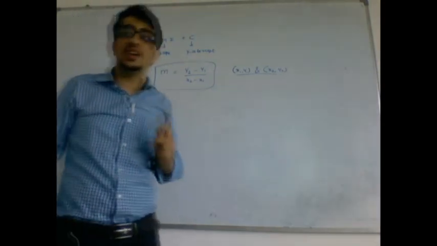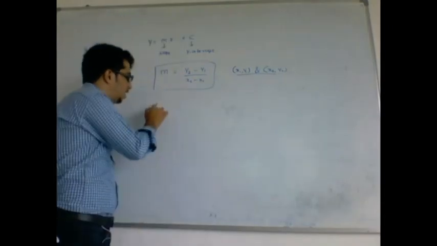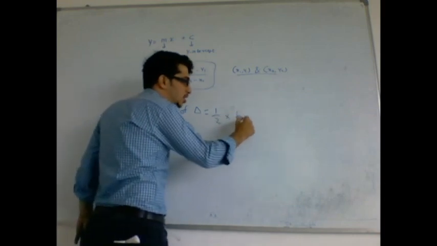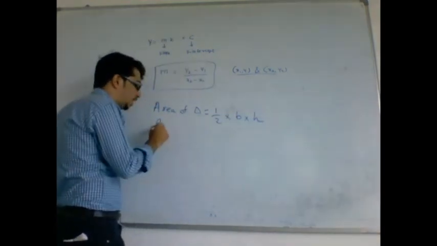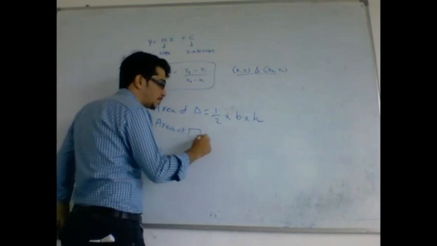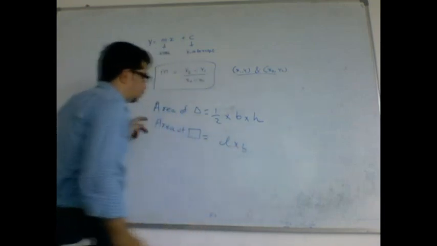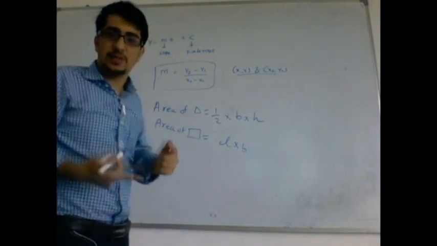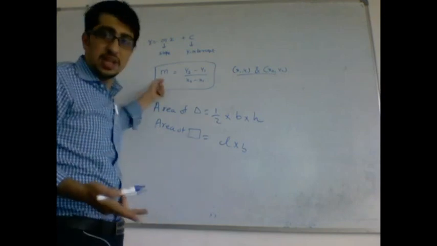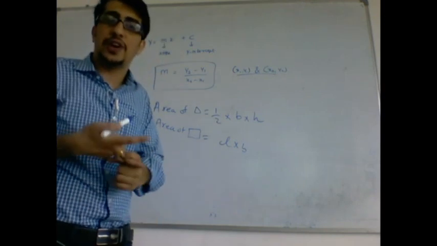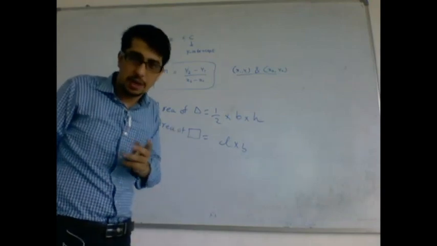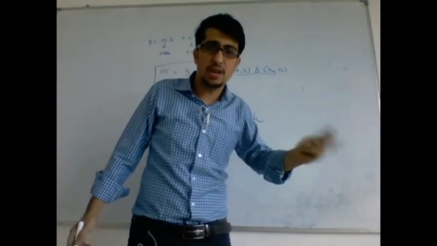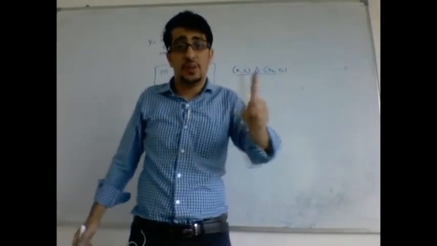Another thing is area. What is the area of a triangle? Half into base into height. Area of rectangle, length into breadth. These both are used when we study graphs. In a graph, if it is a straight line we need to find the slope; if it is a closed curve, then we need to find the area, and we will use these.